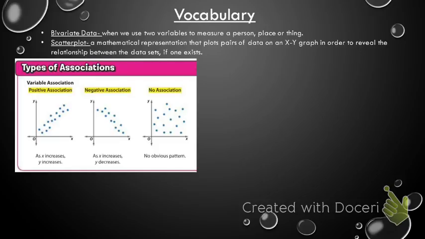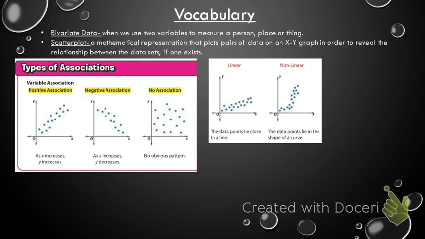The next one is your negative association. If you notice, it's just like if you put your man at the top of that mountain, he's going down. So you have your negative slope. Here is when your X increases, your Y decreases. And then, of course, our last one is no association, when there are no patterns at all.